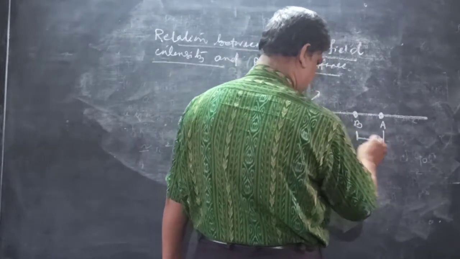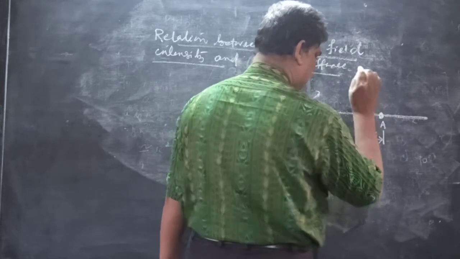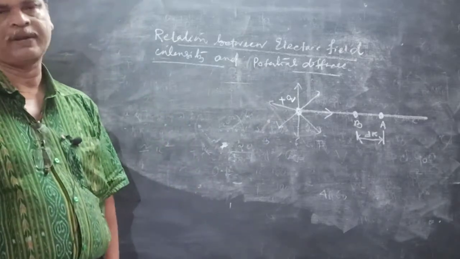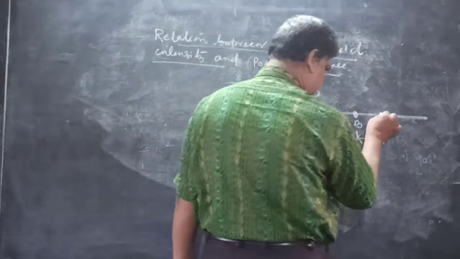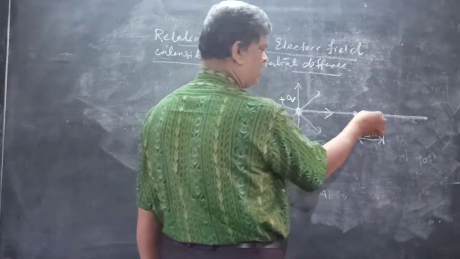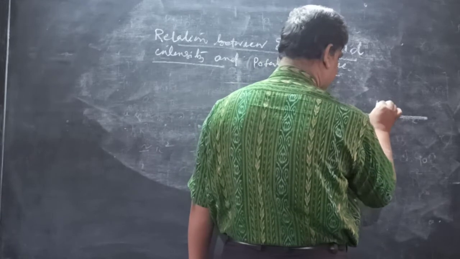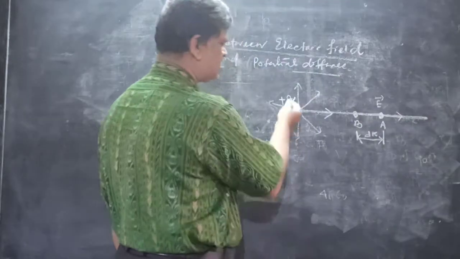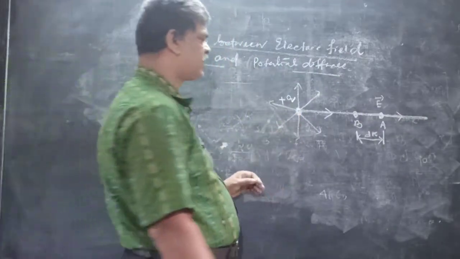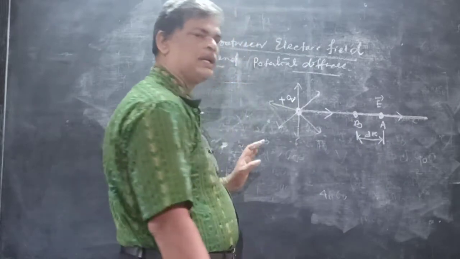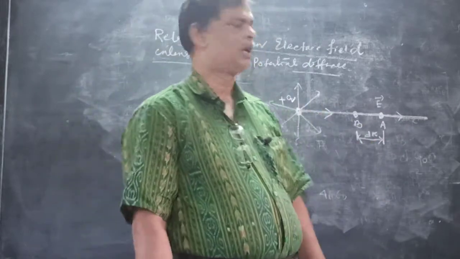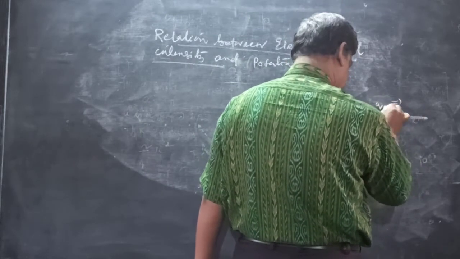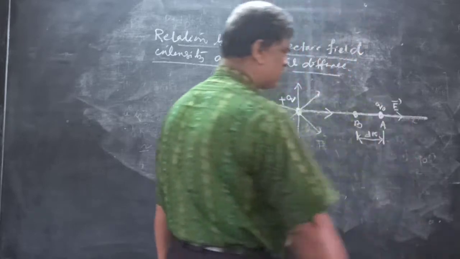Let the distance between A and B be very small, equal to dr, and the electric field intensity within this is assumed to be constant, E vector. This is the direction of E vector because the source charge is positive. If the source charge is positive, then the field at a point is directed away from the charge. Now we put a test charge here.